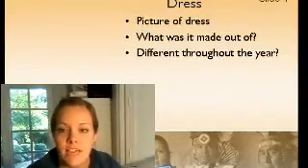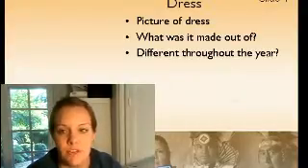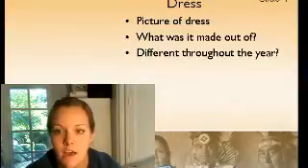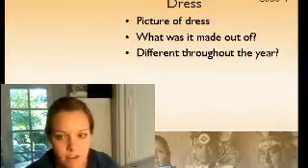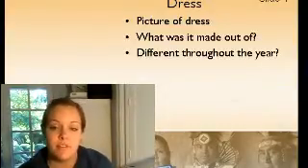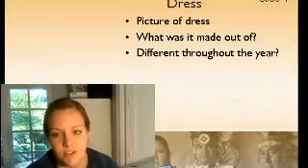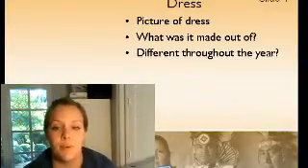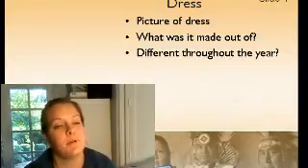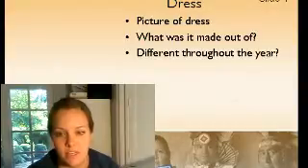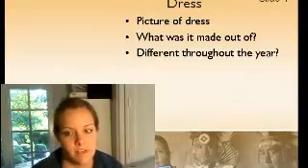The fourth slide is on their dress or their clothing. You need to have a picture of their dress, what they wore. You can explain what it was made out of. And was it maybe different throughout the year? Did they wear something different in the spring than what they wore in the winter? This is also a good place to put any information about any ceremonial dress that they wore, if they had different kinds of clothing or accessories that they would wear during special ceremonies.